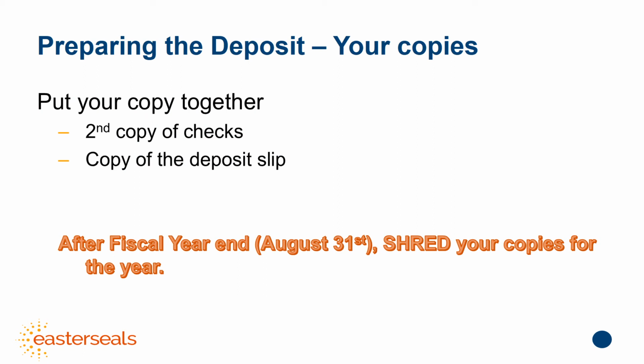So after you've done all that, you still have a copy of checks left on your desk because we said make 2 copies. That second copy is for your records. So you're going to make a copy of the deposit slip, and then you're going to have those checks, and you're going to put that together. Keep those copies and the backups and everything for your records, and just in case we need to refer back for something. At the end of the fiscal year, after the audit, I will email you and let you know you can shred those documents. But until then, you would just keep them until the end of the fiscal year.